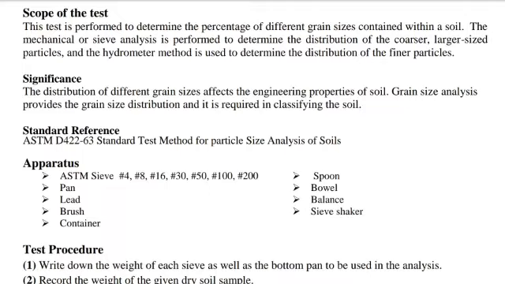Apparatus. ASTM sieves No. 4, No. 8, No. 16, No. 30, No. 50, No. 100, No. 200, pan, lid, brush, container, spoon, bowl, balance, sieve shaker.